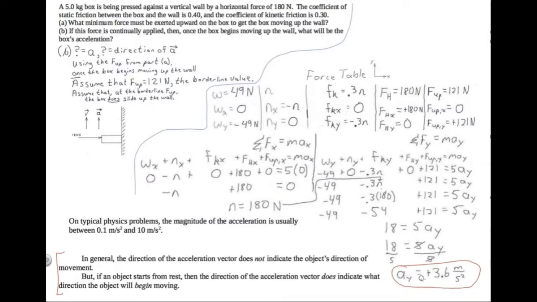Does it make sense that our result for a sub y is positive? The positive y direction is up, so we can say that the acceleration vector is pointing up. Does that make sense? Well, yes. In part B, the box is beginning at rest and then beginning to move up the wall. In order for the box to begin at rest and then begin moving upwards, the acceleration must point upwards. So yes, it does make sense that we determined that the acceleration is upward pointing for part B. And the magnitude 3.6 meters per second squared is inside of this typical range. So in that sense, the magnitude of this result seems reasonable.